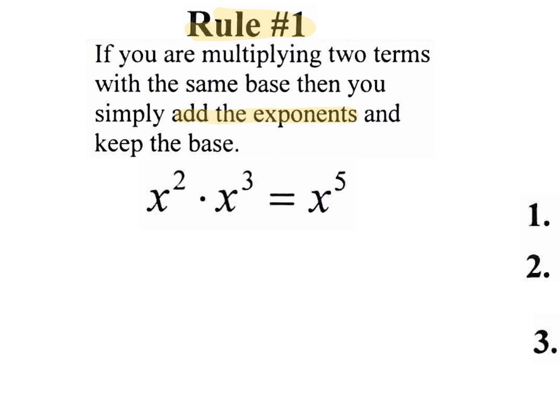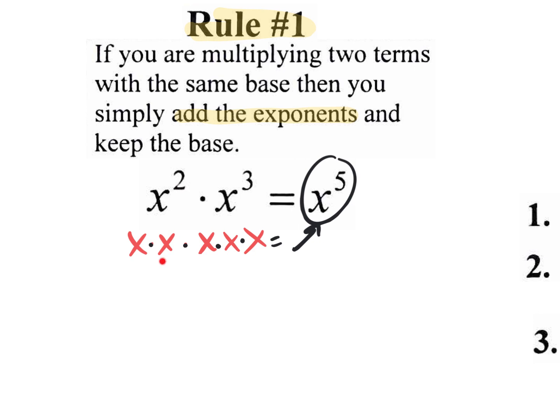So let me explain what's actually happening here. What is x squared? It's really x times x, right? And what is x to the third? It's really x times x times x. And of course you have multiplication between them. So technically you do have x times x times x times x times x. How many x's is that? That's a total of 5. So that's x to the fifth.